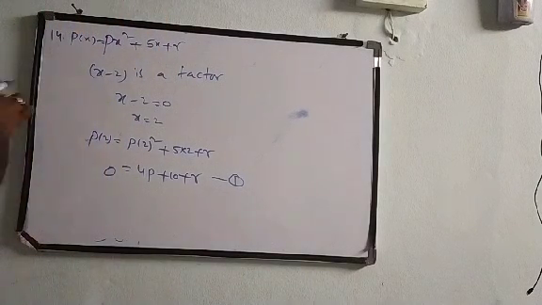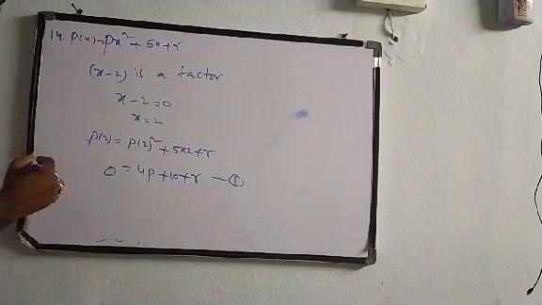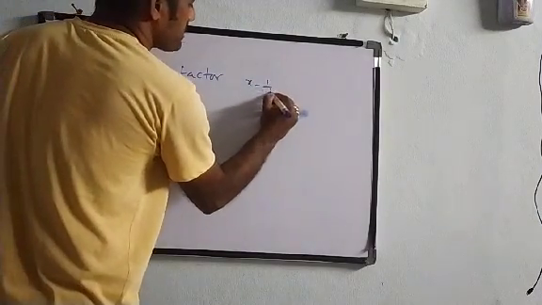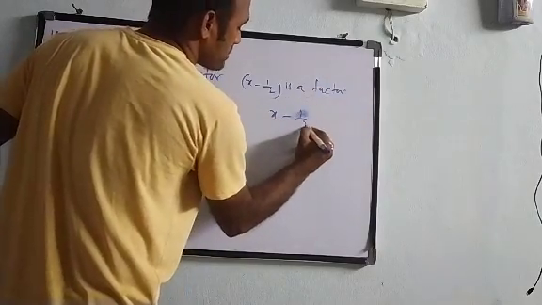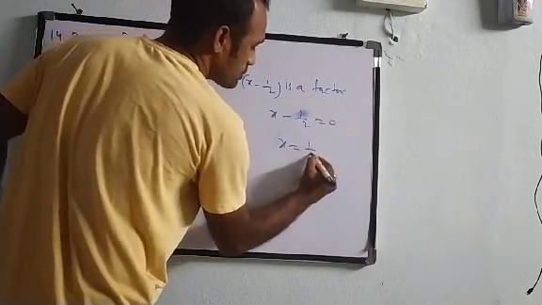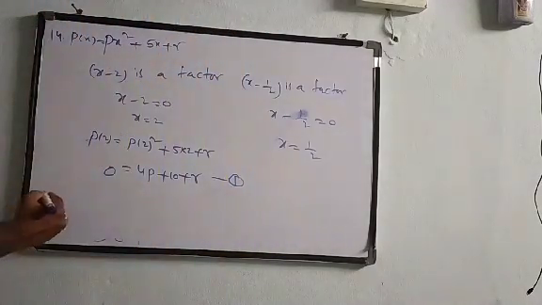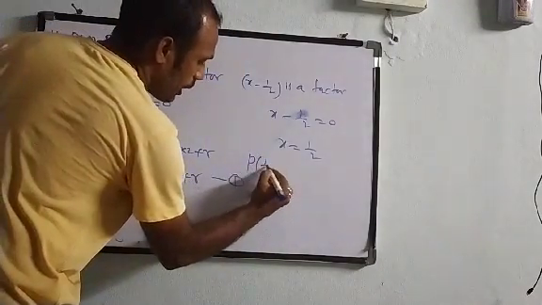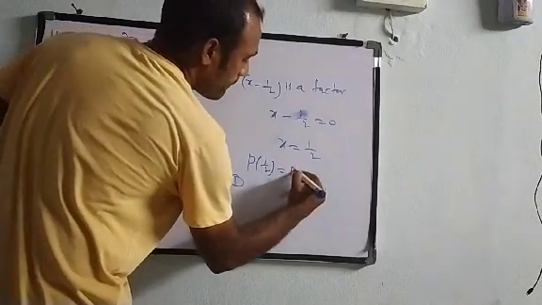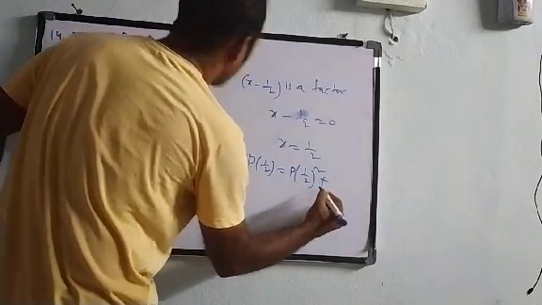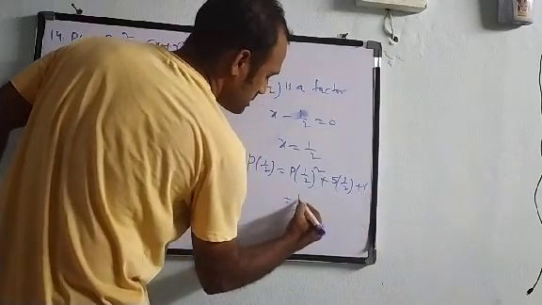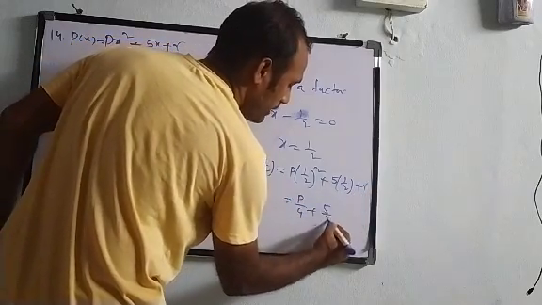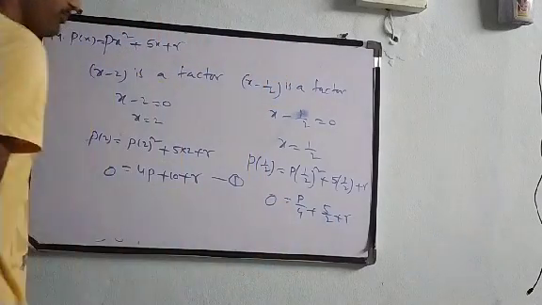Next, x minus 1 by 2 is also a factor. So we can write x minus 1 by 2 is equal to 0, x is equal to 1 by 2. So in place of x I need to substitute 1 by 2 here. So p of 1 by 2 is equal to p into (1 by 2) whole square plus 5 into 1 by 2 plus r, that is p by 4 plus 5 by 2 plus r is equal to 0.